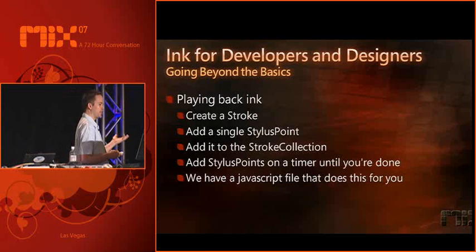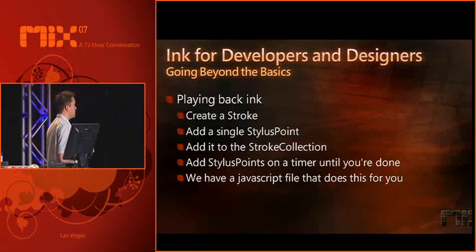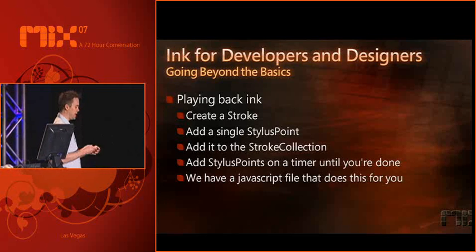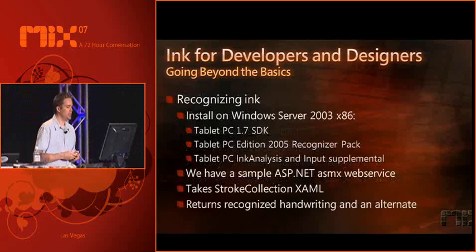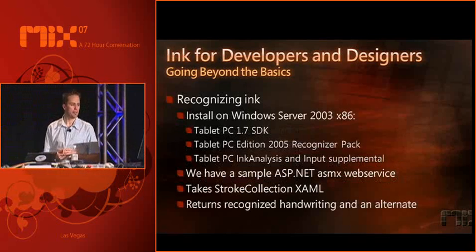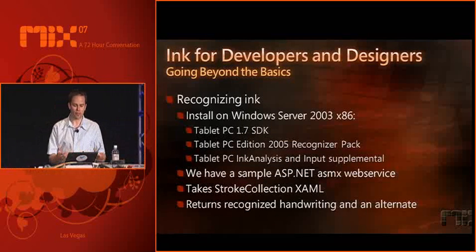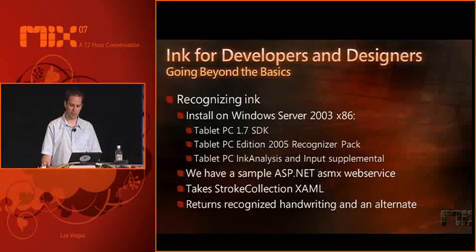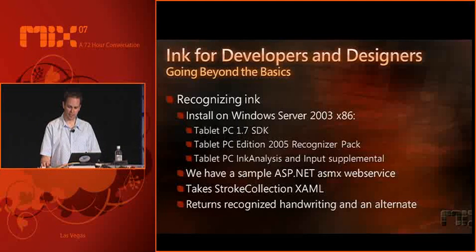All right, so again, playing back ink is as simple as creating a stroke and just on a timer adding to the stylus points. Recognizing ink. Now, how was I recognizing ink when I was doing that in the PhotoStack example?